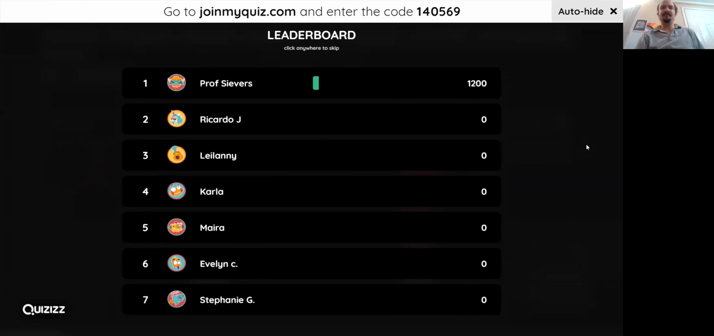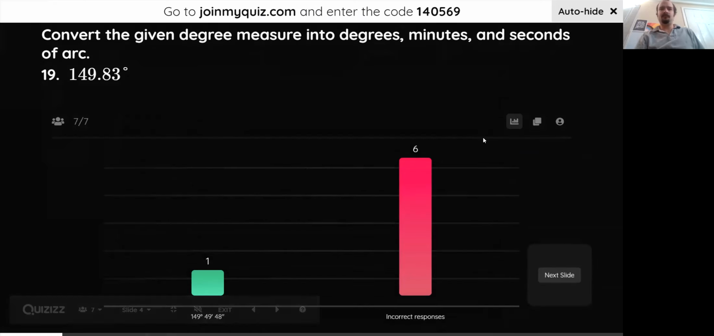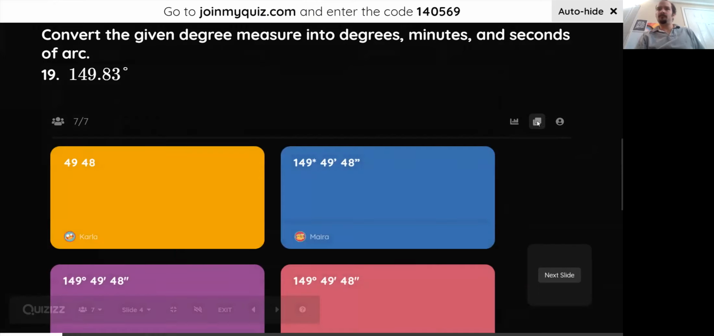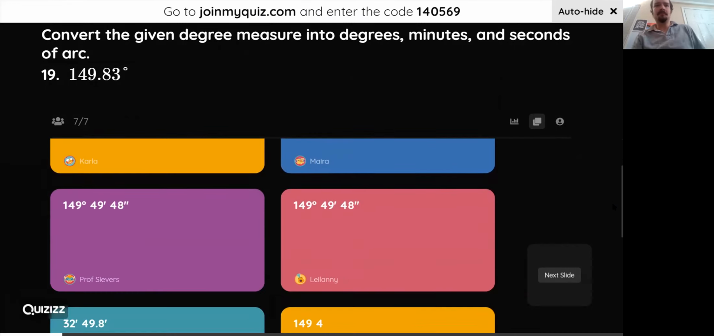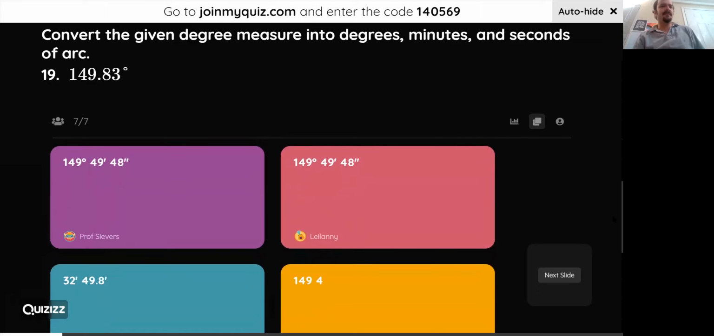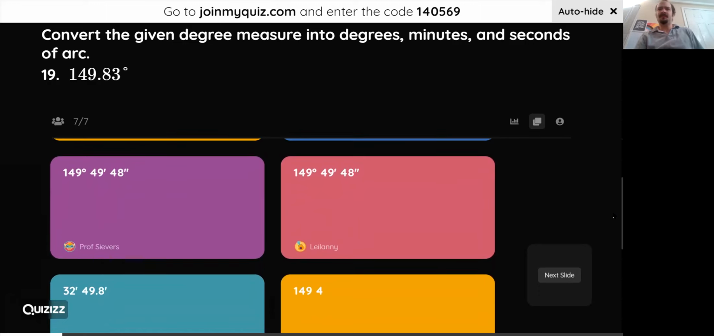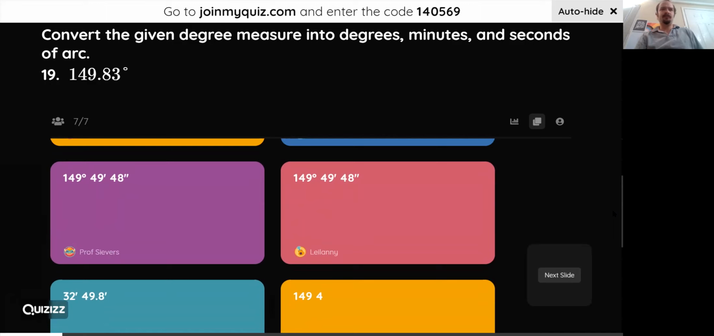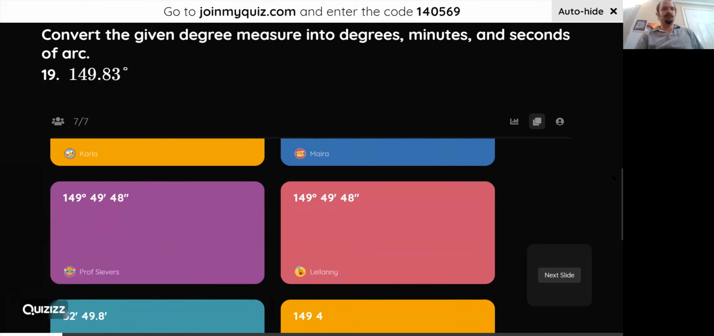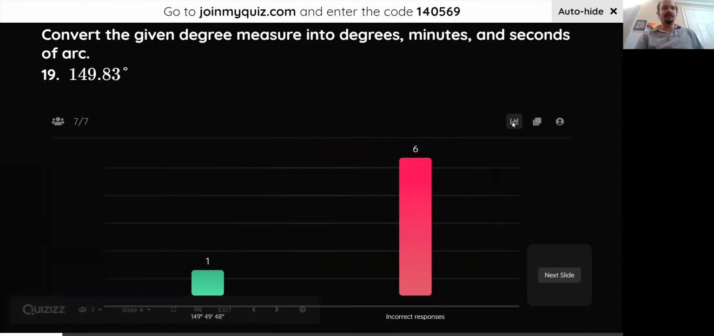Where y'all putting it? Where y'all doing? 149. Ooh, got it right, but is it not counting it correct? A lot of these look correct. 149, 49, 48 should be it. It's only counting one of them correct? That is really weird.